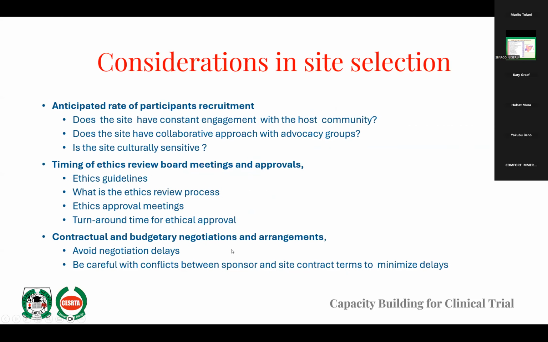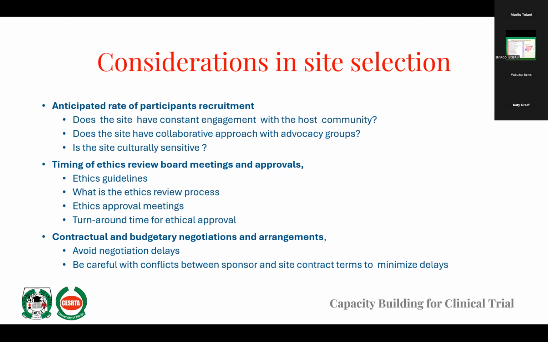Then you anticipate the rate of participant recruitment. Again, for each site you want to select, you should have it at the back of your mind whether there's a possibility of getting enough participants to run the course of the study. So you should ask some questions such as, does the site have constant engagement with the host community?